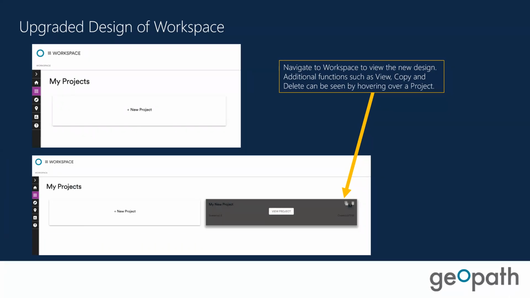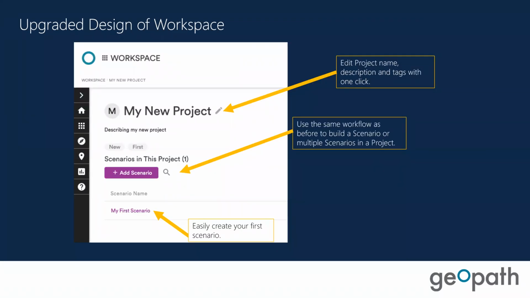There's additional functions, so as you scroll over here and view your project, you can see things such as view, copy, delete, just by hovering over the project. There were features that were there, but now they're a little more user-friendly and easier to use. When you are setting up new projects in Workspace, you can easily edit the project name and description and add tags all in one space, rather than previously having to do that in three different clicks. You can also build multiple scenarios on a project, and easily add your first scenario. It prompts you to say, add your first scenario here.